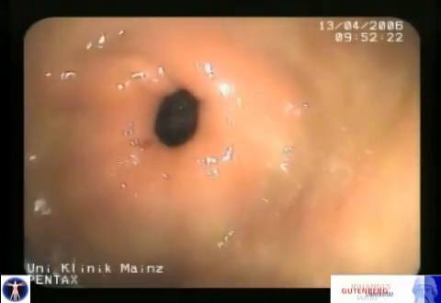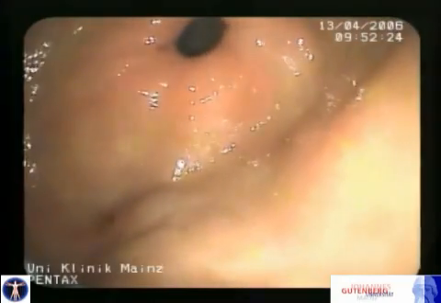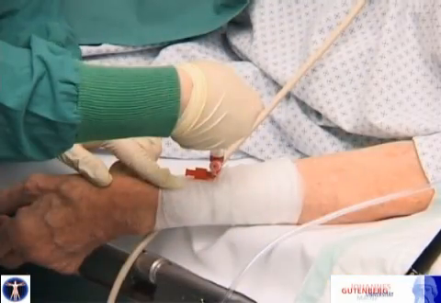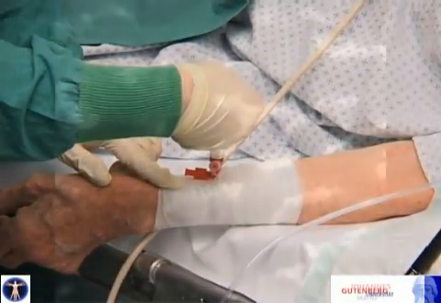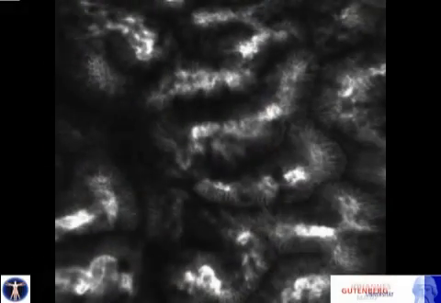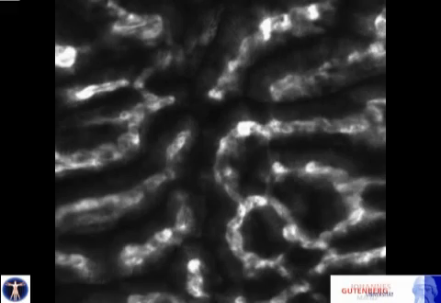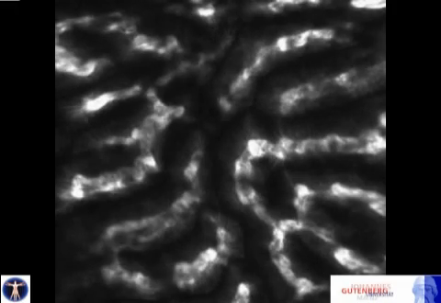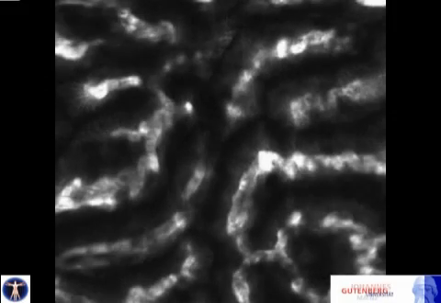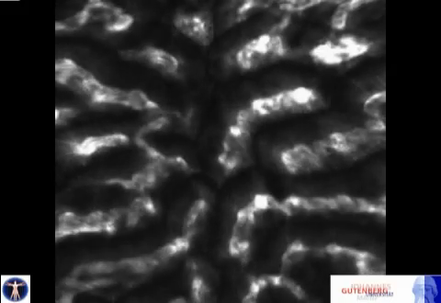Now the pylorus and the inflamed antrum are visible. 5 mL of fluorescein is injected as a contrast agent at a final concentration of 10%. Fluorescein is mandatory for endomicroscopic imaging. It highlights in vivo architecture of the mucosal layer and focuses first the vessel architecture.